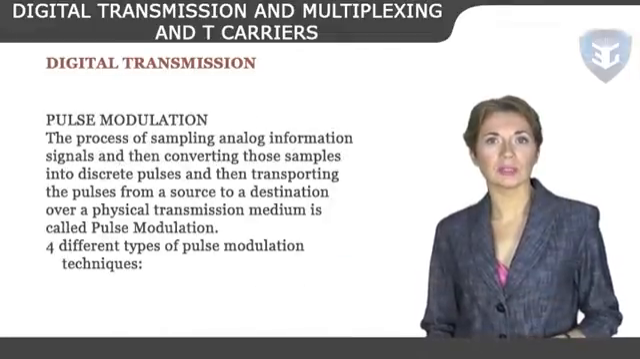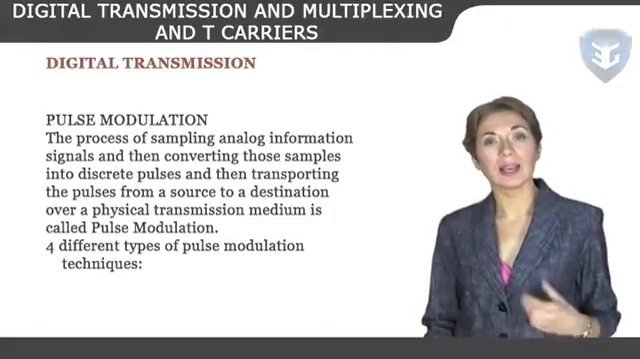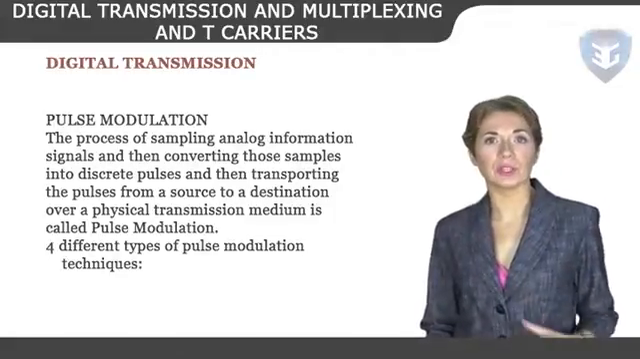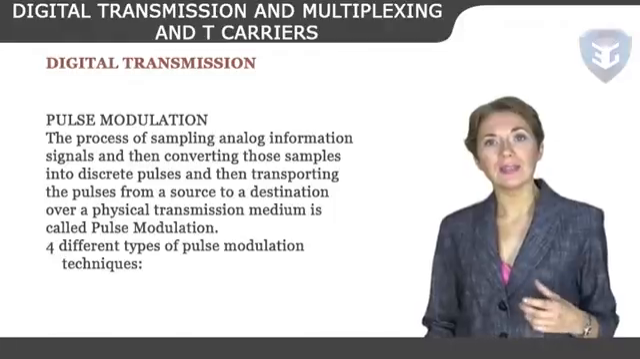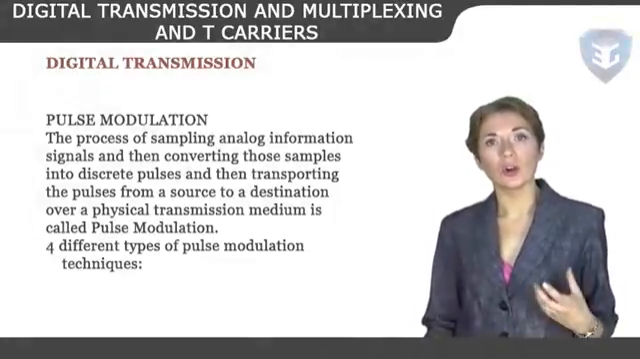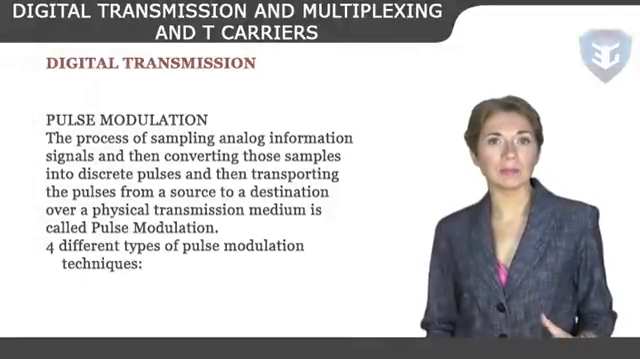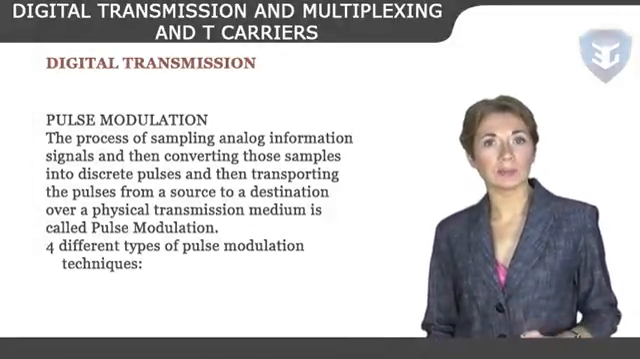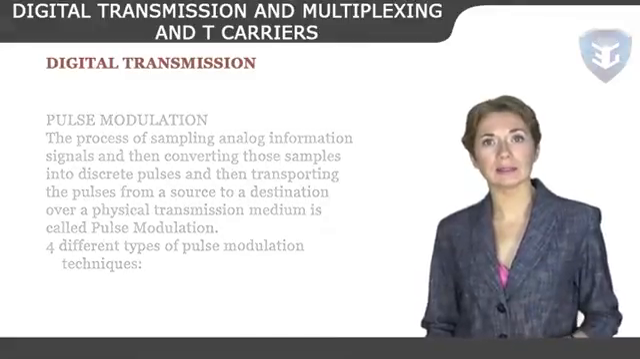Pulse modulation. The process of sampling analog information signals and then converting those samples into discrete pulses, and then transporting the pulses from a source to a destination over a physical transmission medium is called pulse modulation. There are 4 different types of pulse modulation techniques.